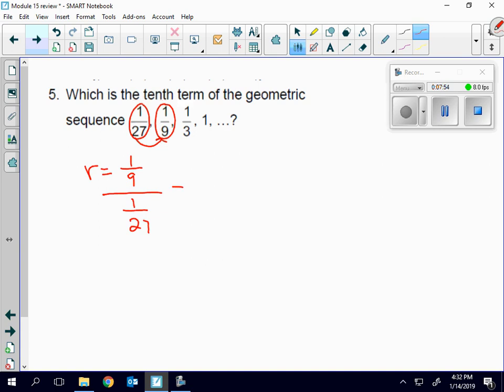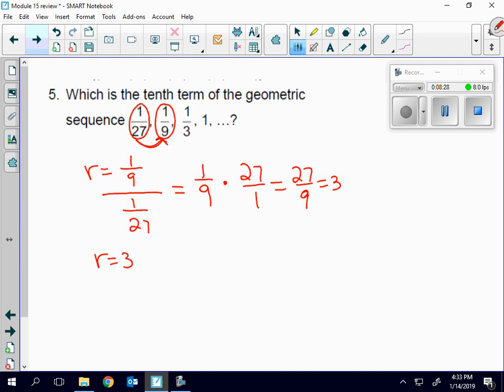Okay? To divide fractions, we use our keep, change, flip. So we're going to keep this the same, change it to multiplication, and flip the bottom fraction. And 27 divided by 9 is, of course, 3. So our common ratio is 3. And now you could double check yourself, right? 1/27 times 3, that will give me 1/9.